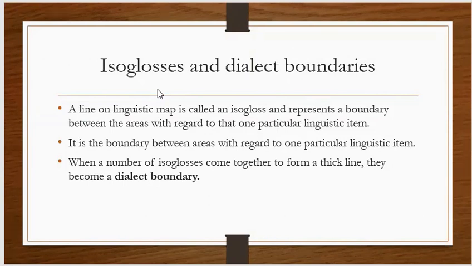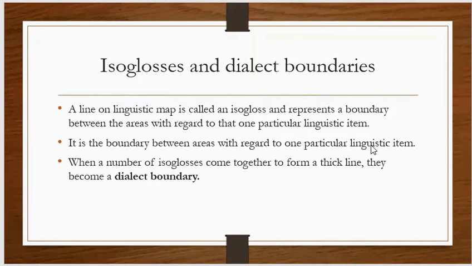Now there came a point or a place where people said, no, we don't call it a sack, we call it a paper bag, right? Now they draw a line and say that this is a region that is separating two different varieties having different linguistic choices. Now it is the boundary between areas with regard to one particular linguistic item.